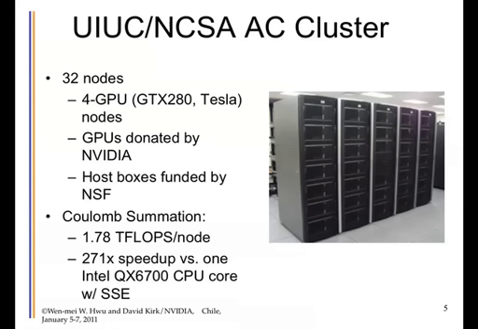If you run a Coulombic summation code for molecular dynamics, each node can hit about 1.78 teraflops, single precision. And if you measure, it's going to be about a 271 times speedup over one Intel QX6700 CPU core. You can use the 4-core and 8-core and divide some of these numbers and draw your own conclusions. But this is a pretty powerful system if you know how to drive this kind of stuff.